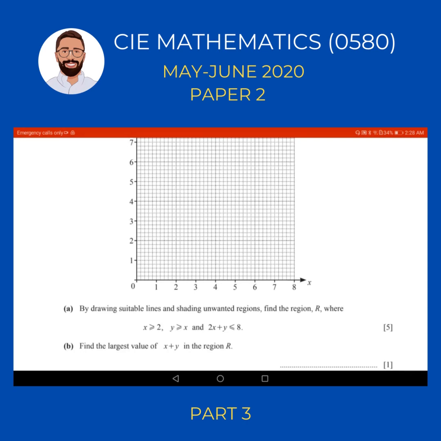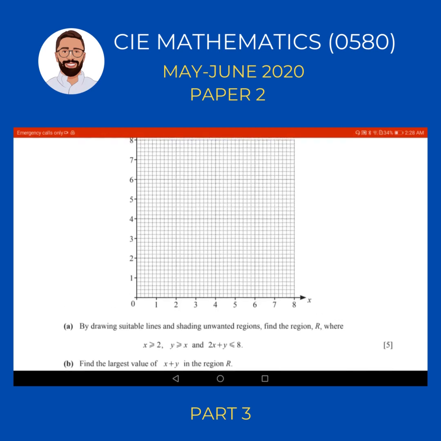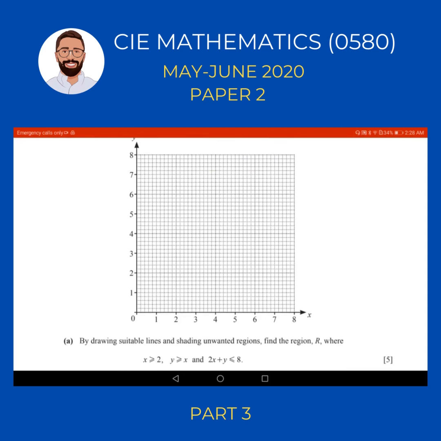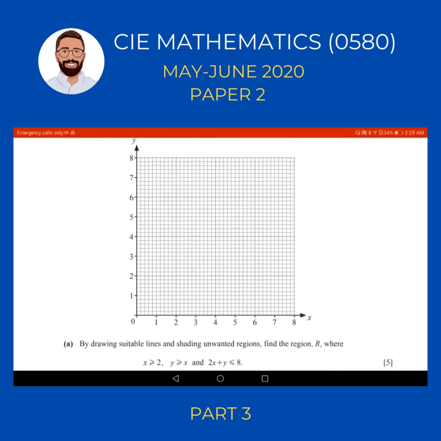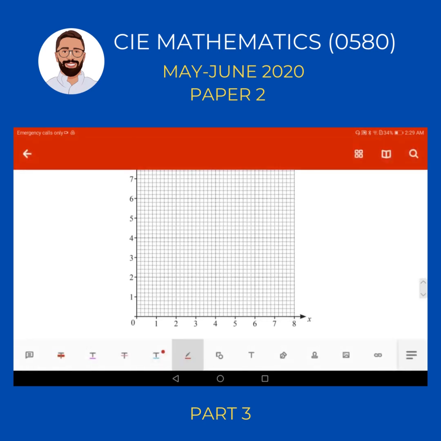And to draw these lines, you need to assume that these are not inequalities, but equations. So instead of x greater than or equal to 2, you need to draw x equals 2. Instead of y greater than or equal to x, you need to draw y equals x. And instead of 2x plus y less than or equal to 8, you need to draw 2x plus y equals 8. So let's draw first x equals 2.